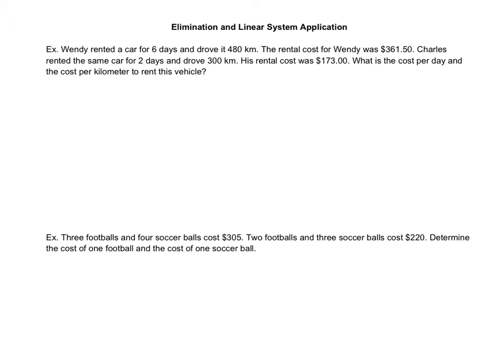Wendy rented a car for 6 days and drove it 480 kilometers. The rental cost for Wendy was $361.50. Charles rented the same car for 2 days and drove 300 kilometers. His rental cost was $173. What is the cost per day and the cost per kilometer to rent this vehicle?